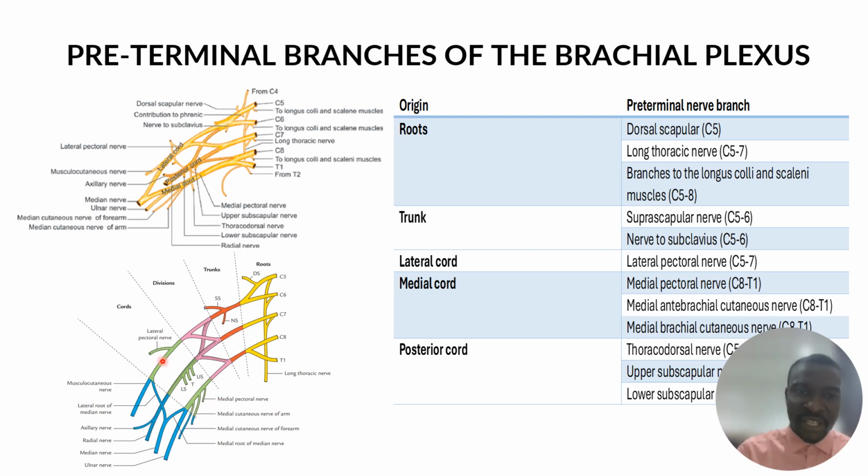And then again, you get to the cords, you're going to see the lateral pectoral nerve, the medial pectoral nerve, and the antebrachial and brachial cutaneous nerves as well. Then the other picture is just to show you the nerve to the longus colli and the scalene muscles. That is a branch of the roots.